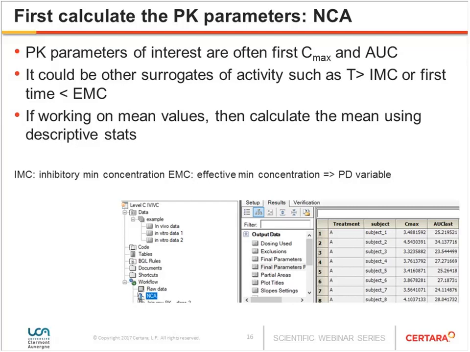You can use any other type of parameters as surrogate of activity. For example, you can have the first time below the effective minimum concentrations, for some drugs which have a very good PK-PD relationship, or time over the IMC, which is the inhibitory minimum concentration for antibiotics. But you always have to justify the type of parameters that you are going to use. If you work on the mean value, you first have to calculate the PK data, then use the mean and descriptive statistics to go ahead.